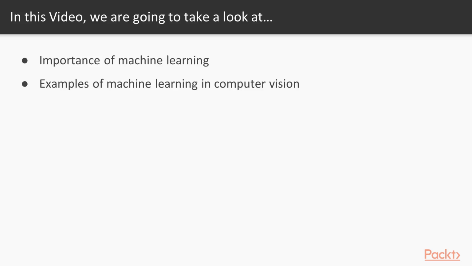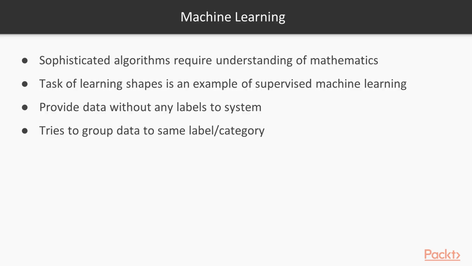In this video we will look at the importance of machine learning. Also we will discuss the examples of machine learning in computer vision. The concept is fairly simple to understand, but certain sophisticated algorithms require rigorous understanding of mathematics to make sense of what they are doing. The task of learning shapes is an example of supervised machine learning, where we give the data and its corresponding label as input to the system to learn. Another vertical of machine learning is unsupervised machine learning, where we only provide the data without any labels to the system, and it implicitly tries to group data that it feels belong to the same label or category.